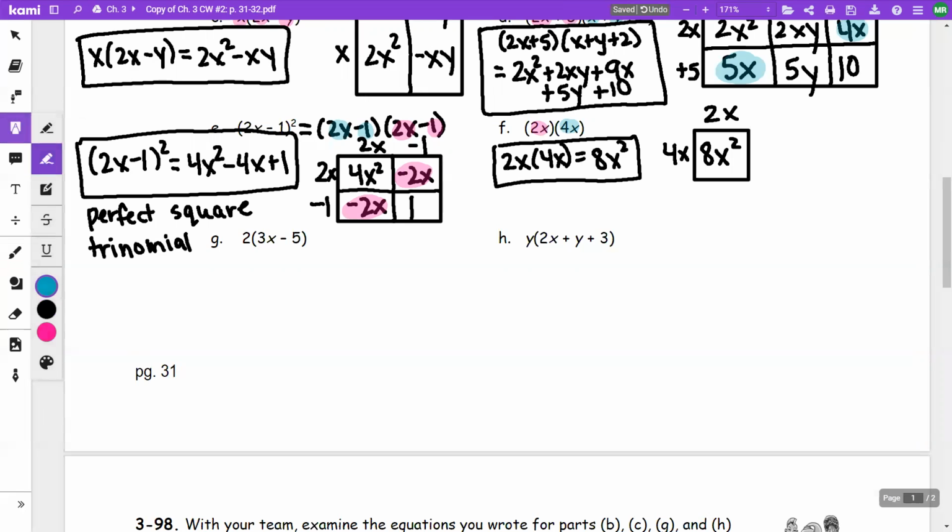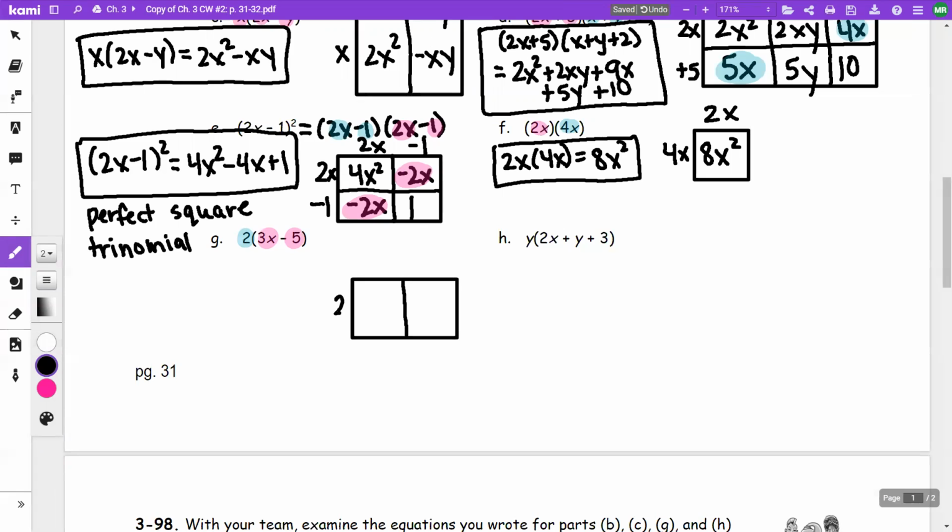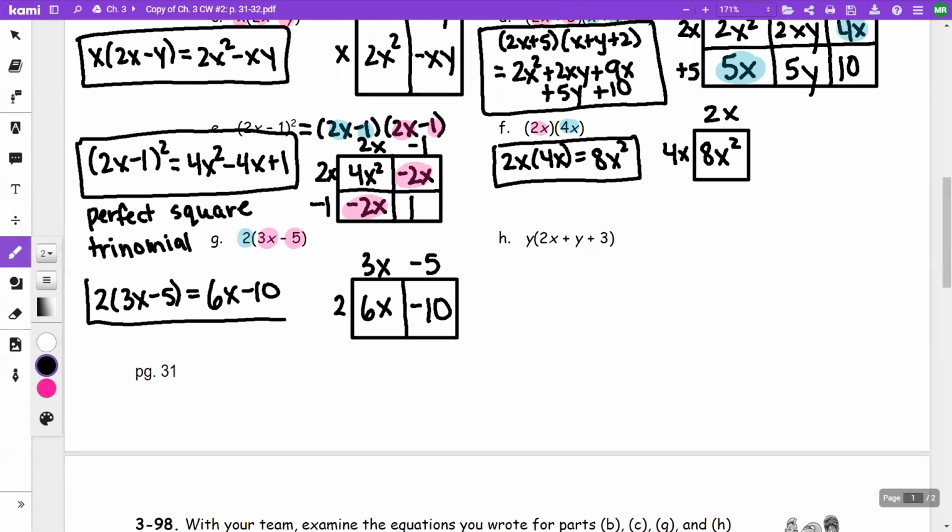Now on G, we have one term which we call a monomial times two terms that we call a binomial. So I'm going to have a 1 by 2. I'm going to do 1 by 2. Okay, and so I'm going to have a 1 by 2. So I'm going to have a 2, and I'm going to have my 3x minus 5. 2 times 3x is 6x. 2 times a negative 5 is a negative 10. So I'm going to have 2 times 3x minus 5 equals, and I can't combine any of these, so that's going to be a 6x minus 10. And that's my answer.